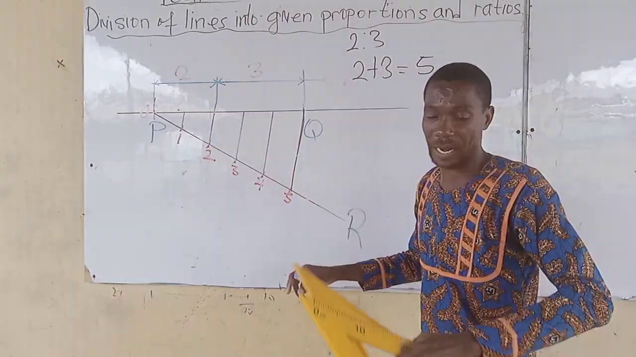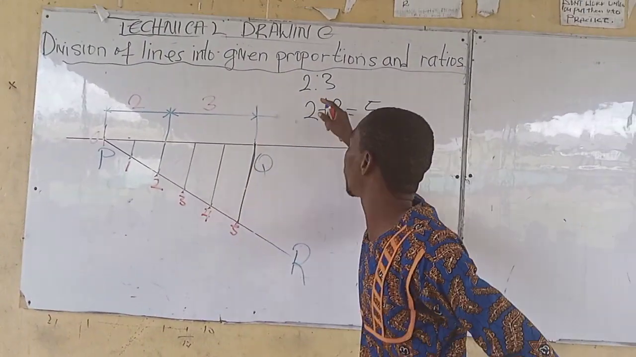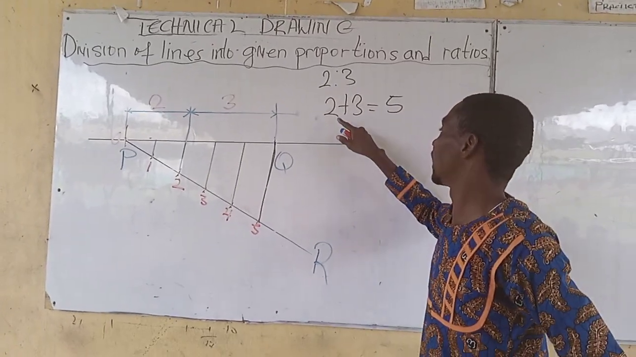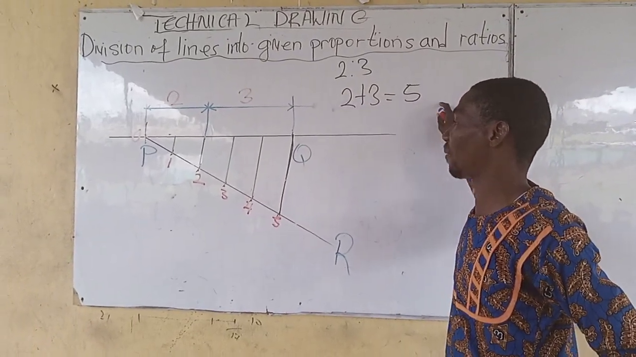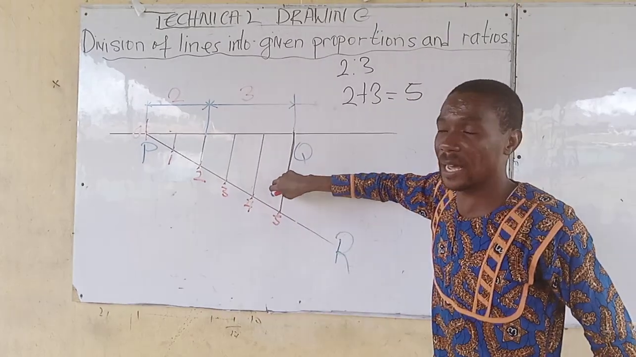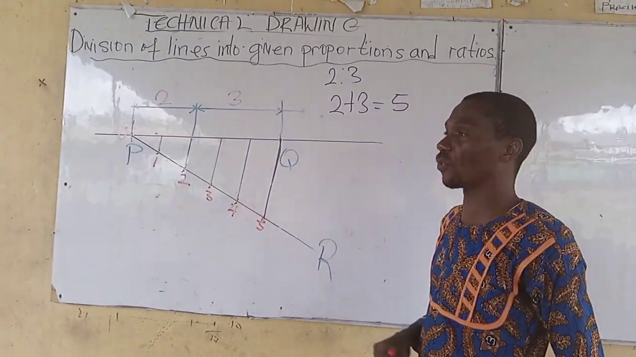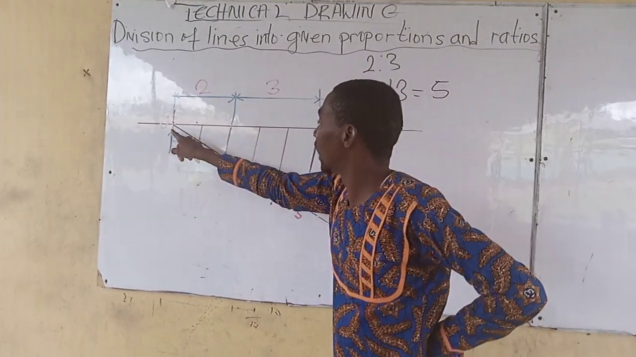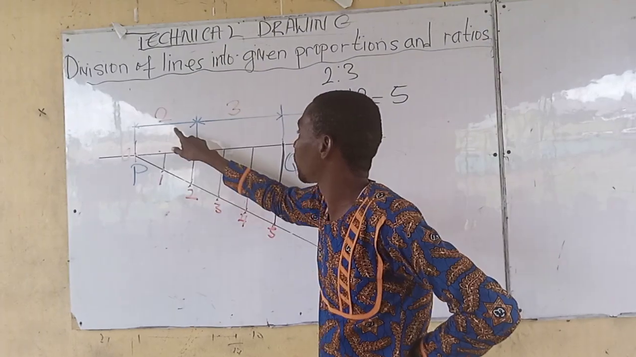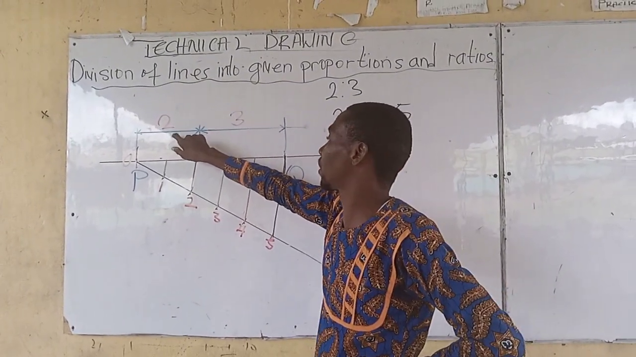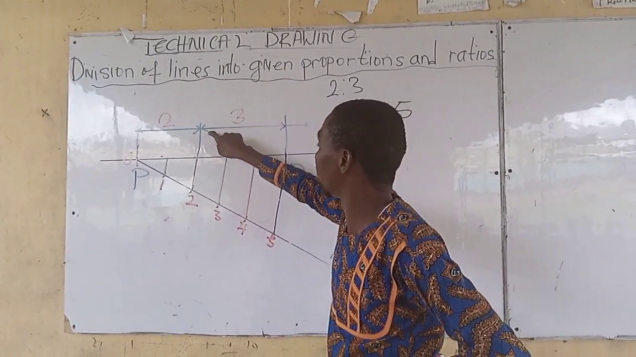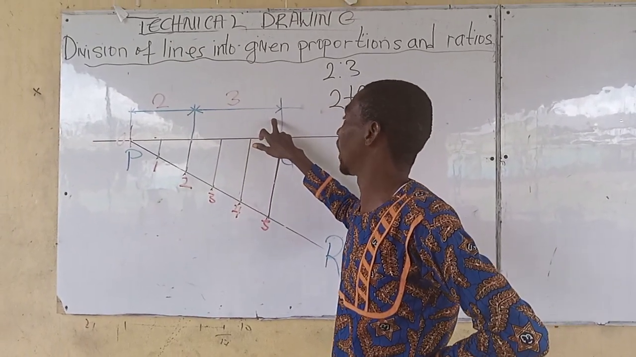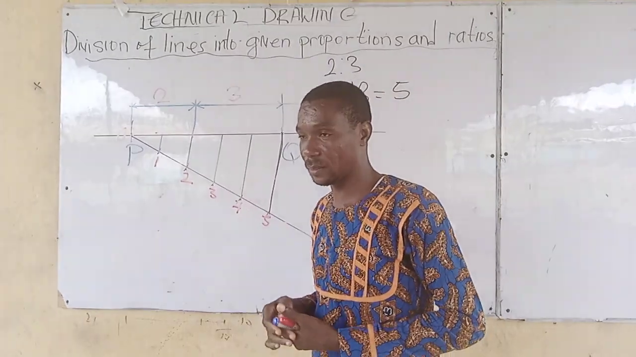What is the ratio? The ratio is 2:3. 2 and then 3 will make 5. So you divide the line into 5 equal parts. Then your first ratio here is 2. From 0, you count the first ratio, which is 2. Then you count 1, 2, 3, which is the second ratio, which is 3.